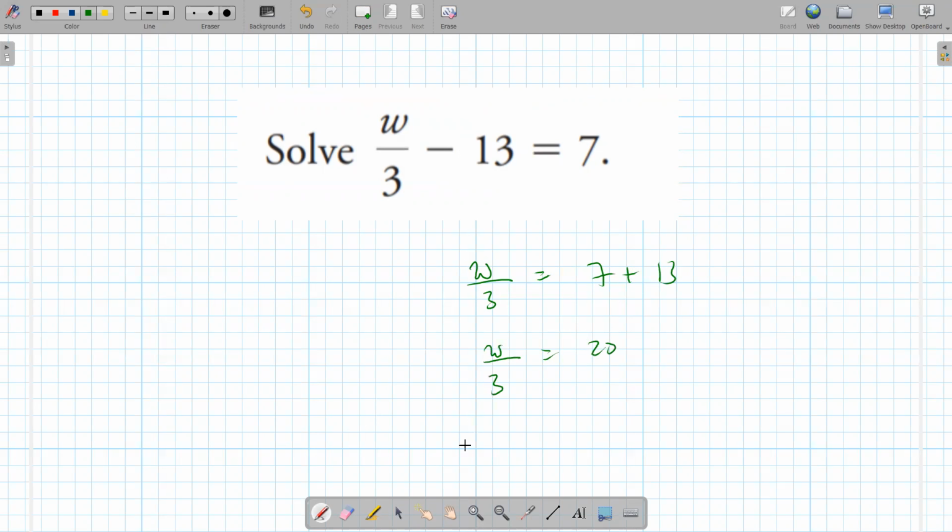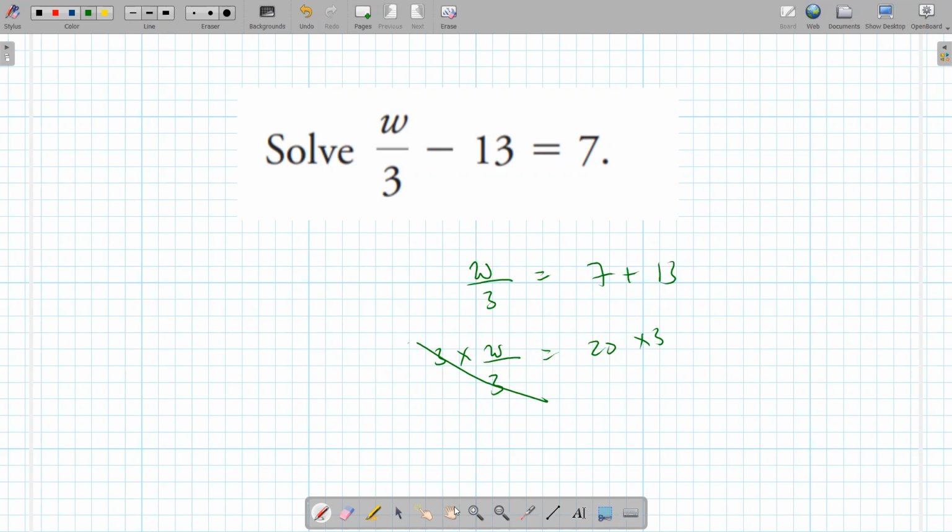Now we need to get rid of the 3 in the denominator. Didn't we have to multiply by 1 over 3? No, that's when the unknown was in the denominator. Here W is in the numerator, so we don't do 1 over 3. You just do the opposite operation, yeah? See, it's being divided by 3 right now. You just multiply it by 3 on both sides because these cancel out.